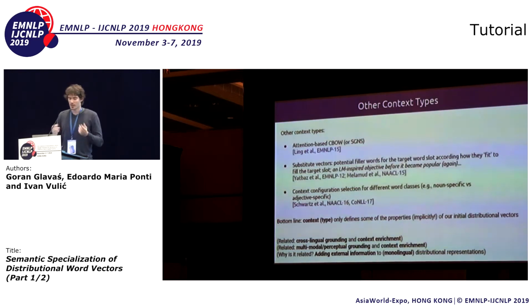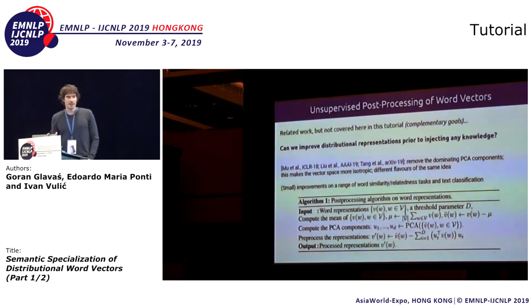As I already mentioned, we can also talk about cross-lingual grounding and multimodal grounding, which is related because it's also adding external information into monolingual distributional vectors, but we simply don't have time for that, so I'm skipping that. Another related thread is unsupervised post-processing of word vectors, which could be seen as unsupervised specialization in a sense, where the idea is again to improve our representations before injecting anything. There has been some work on that, even very recent work.